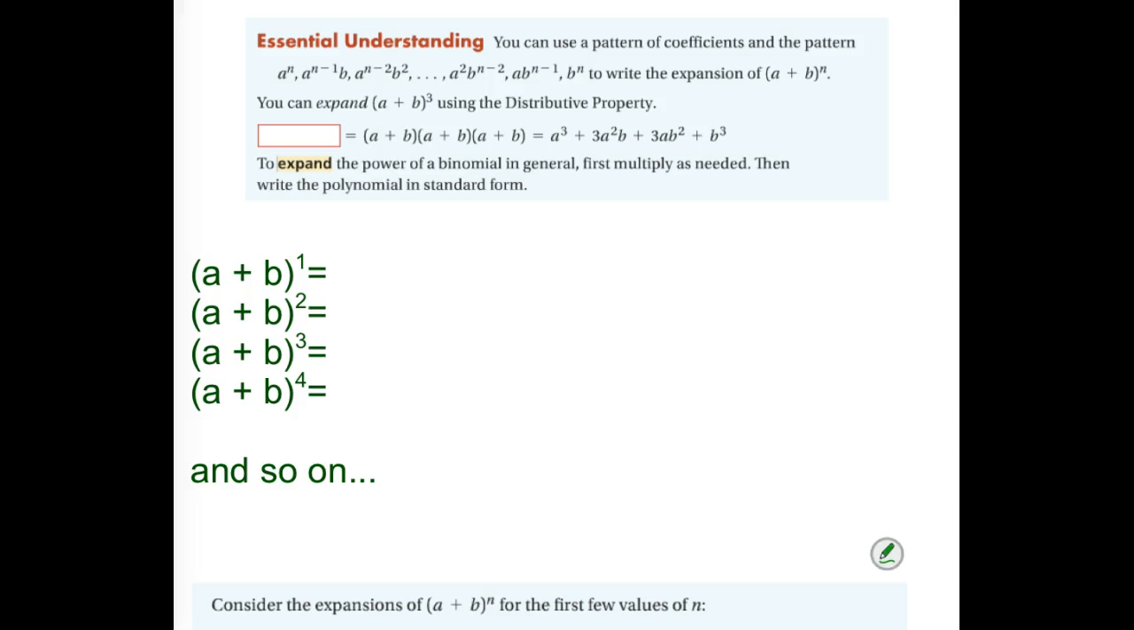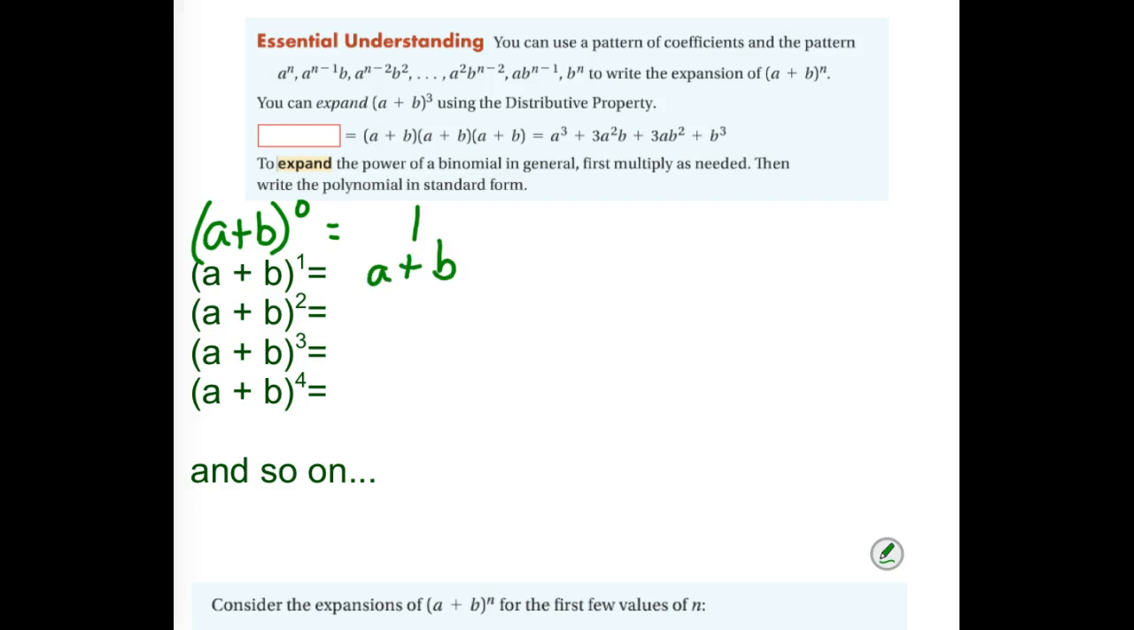If we have a plus b, I'm going to back up even one step here. What happens when we take something to the 0 power? Anything to the 0 is 1, right? So if I have this quantity a plus b and I'm raising the whole quantity to the 0 power, I'm just going to get a 1. Okay? If I take a plus b to the first power, does that do anything? No, it's still a plus b.